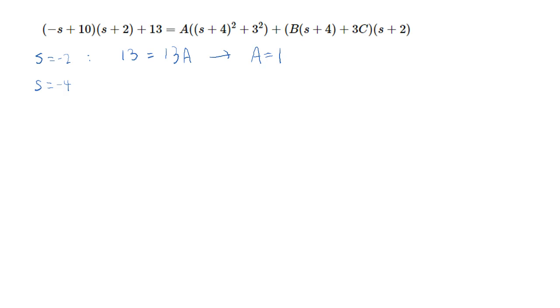Okay, so let's plug in negative 4. Let's see, negative s plus 10 with s = negative 4 is 14. Negative 2 times 14 is negative 28 plus 13. That's negative 15 on the left side. Negative 4, that disappears. It'll be 9 times a. And then this disappears, and 3c, let's see, negative 4 plus 2 is negative 2. Negative 2 times 3 is negative 6c. And remember, since a is 1, I can replace a by 1 and move it to the other side. I get negative 15 minus 9, which is negative 24, equals negative 6c, giving you that c is 4.